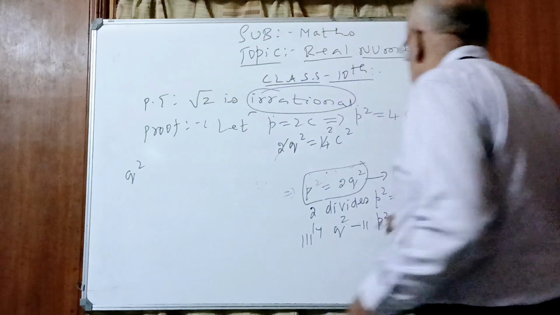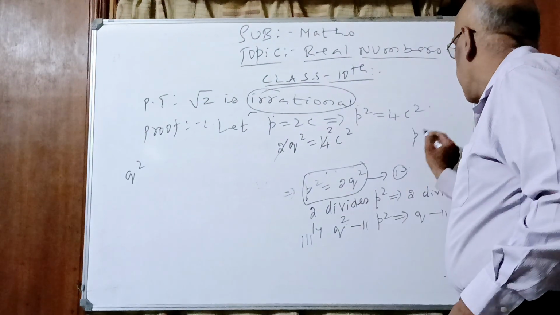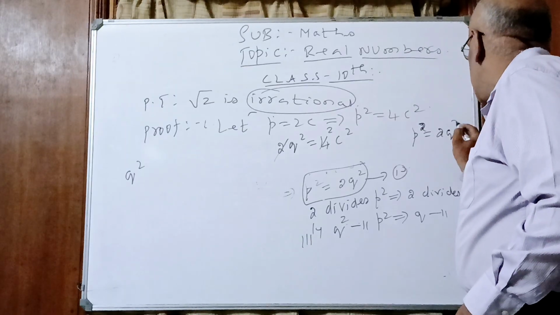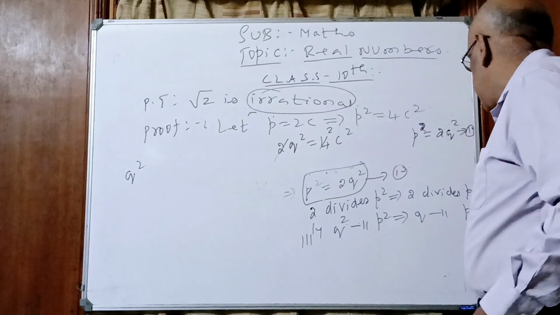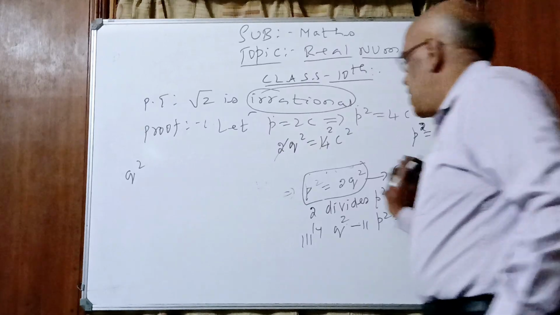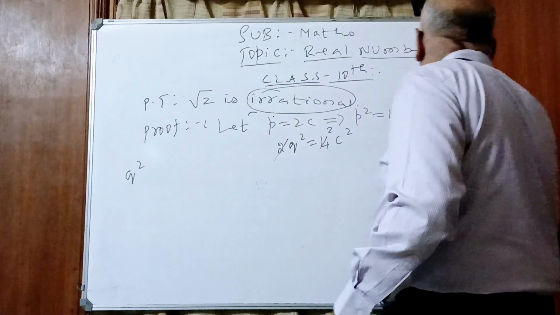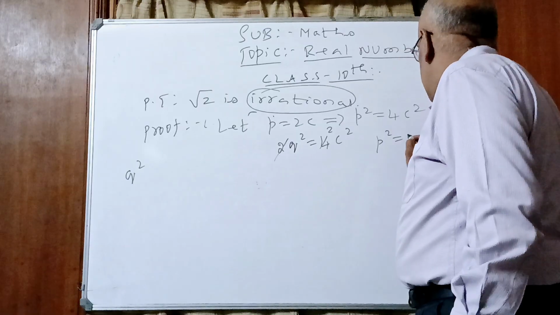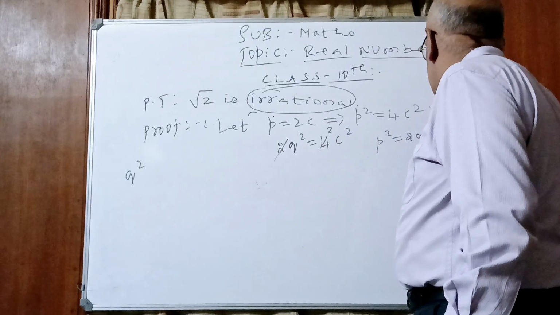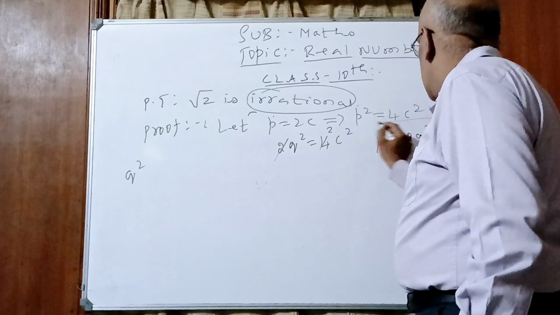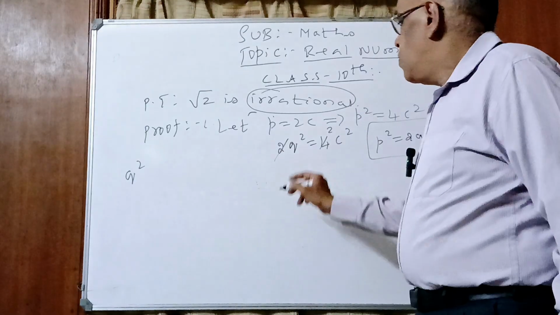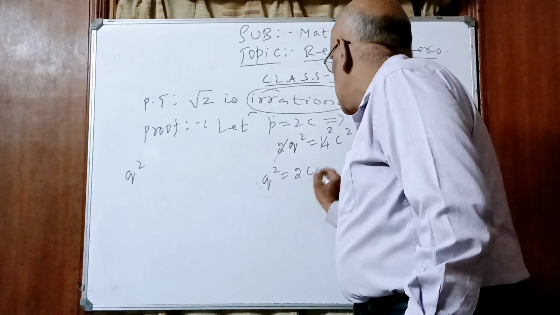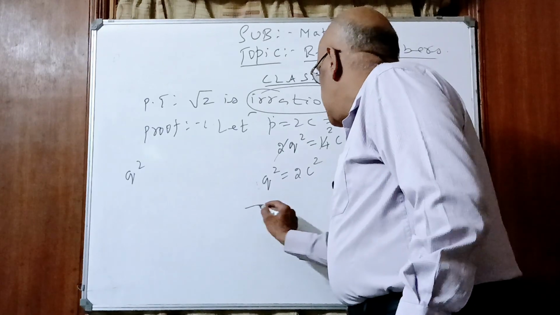Or I'll do one thing. P square is equal to, we require this equation. P square is equal to 2q square. What is that? Equation number 1. I will retain that. P square is equal to 2q square. Now, what is q square, children? Q square is equal to 2c square. So, what does it imply?